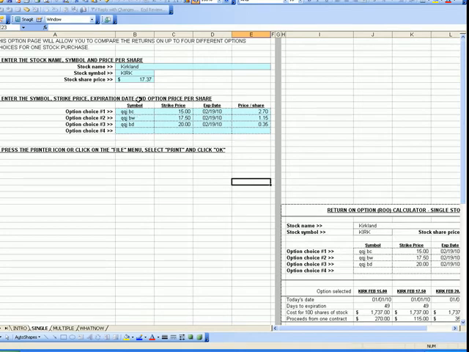And if you take a look at the left side, you'll see a blue area, and that's where you feed in the information that we just gleaned from the options chain. So we put in the stock name, the stock ticker, and the current price of $17.37. We also add in the option symbols that we alluded to before, and the strike prices.